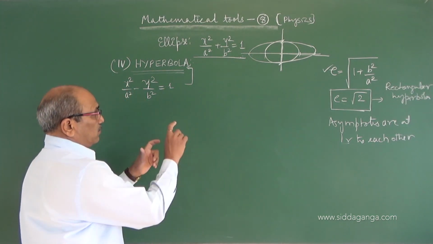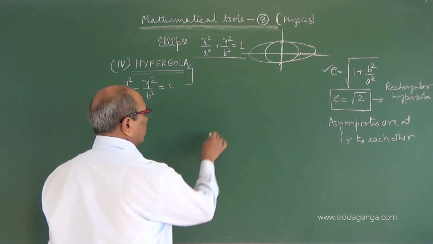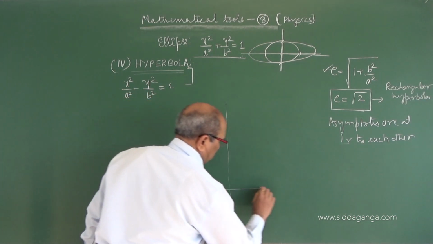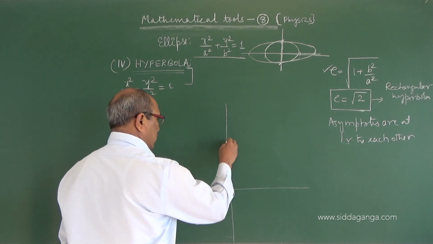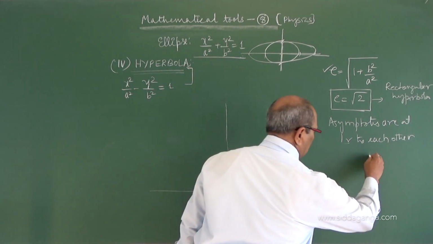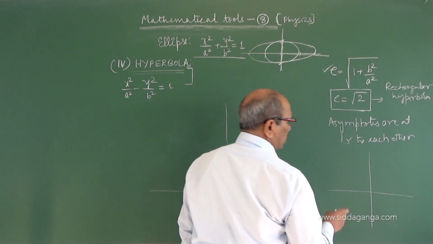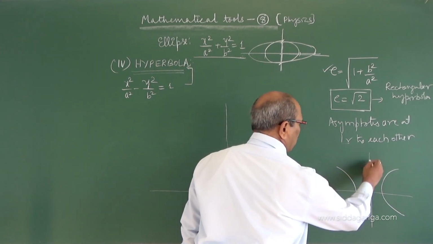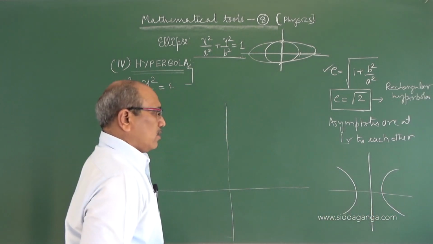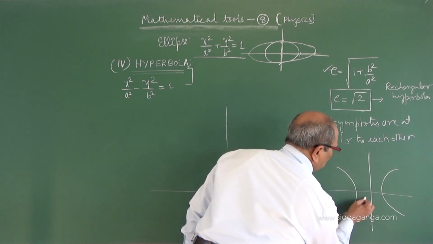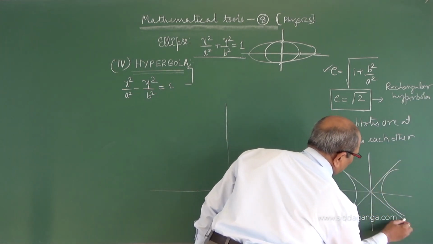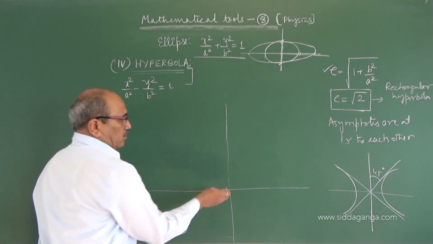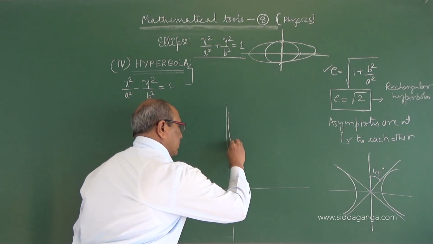So when I turned it by 45 degrees, see the curve, I am showing earlier like this, the curve is like this, symmetric on either side. Now when it is turned, these are the asymptotes we drew, turned by 45 degrees. So now the curve will appear like this.